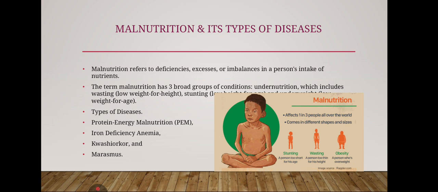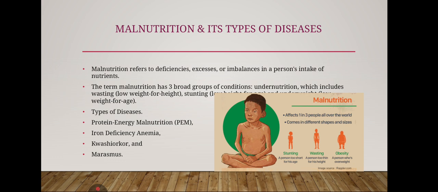It plays a major role in malnutrition. Here, malnutrition affects three people in the world, and it comes in different shapes and sizes. For example, stunting, a person too short for his age. Because of the height variation, the person may be 15 years old, but does not reach the particular height for that age. Next one, wasting, a person too thin for his height.